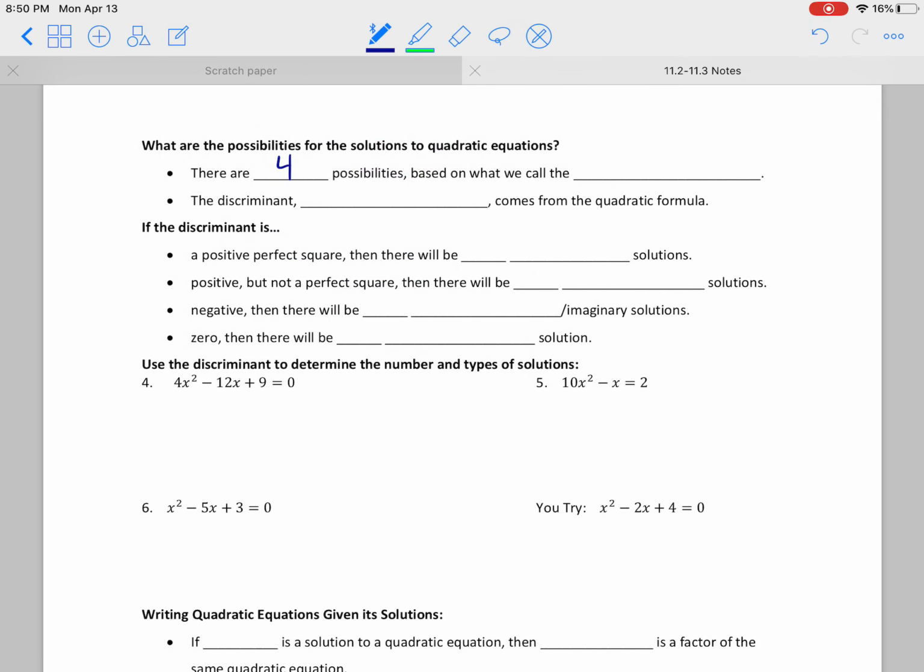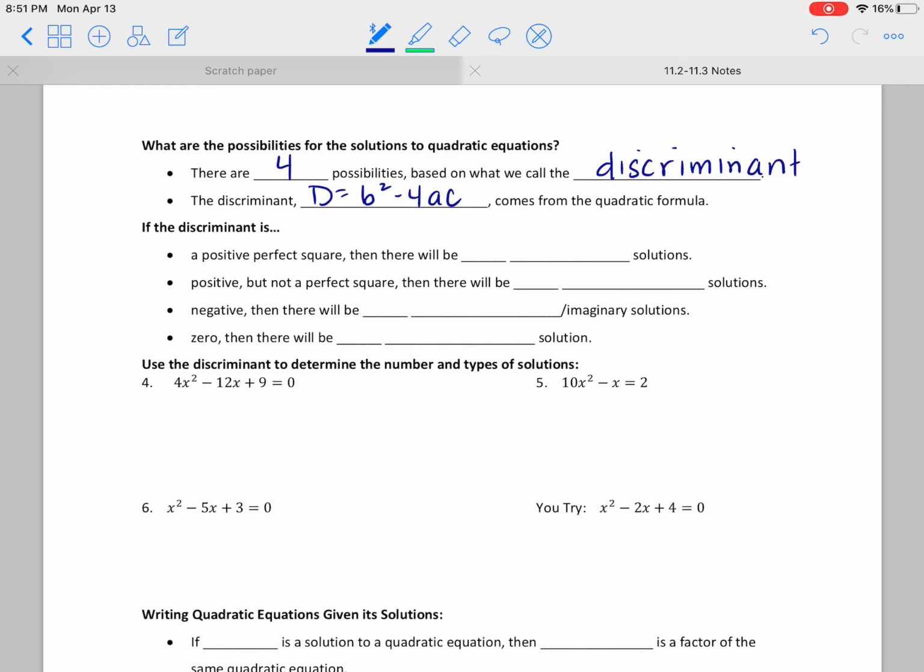So there are 4 possibilities for solutions. They are based on what we call the discriminant. Discriminant. Sorry, I had to sound that out. So the discriminant, the formula, is b squared minus 4ac. It's that radicand of our quadratic formula.